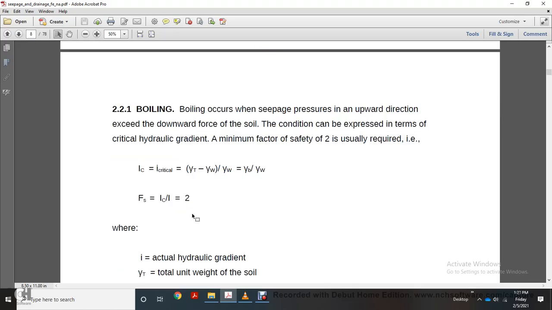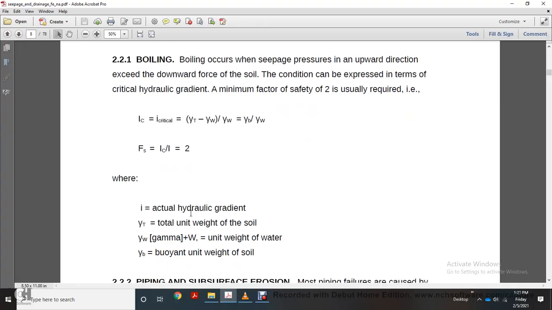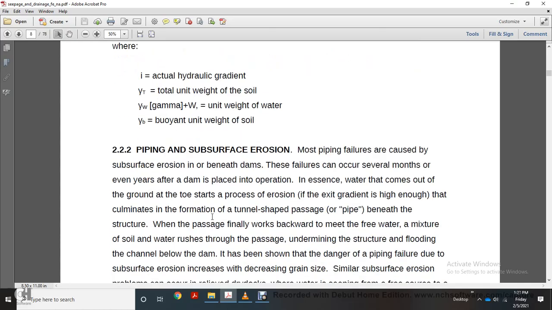You have your actual hydraulic gradient, i_c, times the actual hydraulic critical gradient, which is equal to the total unit weight of soil minus the unit weight of water, divided by the unit weight of water, which is equal to the buoyant unit weight of soil divided by the unit weight of water.